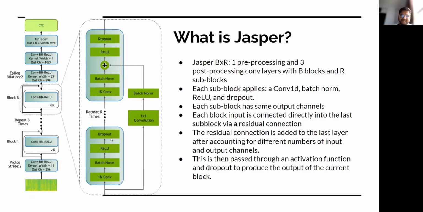which essentially takes care of the different number of input and output channels. Then we add this input with the output of the batch norm layer here, and then we apply ReLU and dropout, which is then passed on to the next block. So this essentially is the architecture of Jasper.